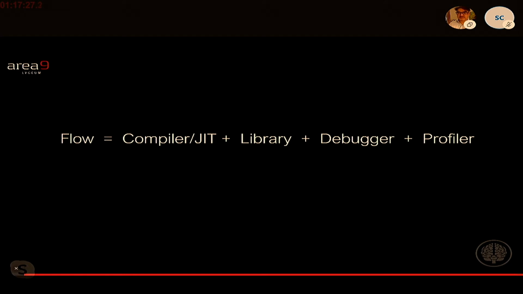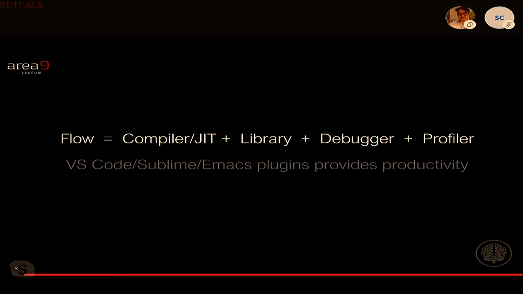Concretely, Flow is a platform that includes a compiler. It has a runtime with a JIT for x64. There's a standard library. We have a full single-stepping debugger. We have a profiler. Also, it is integrated into VS Code, Sublime Text, and Emacs, and that allows you to have a decent experience when you develop the code.